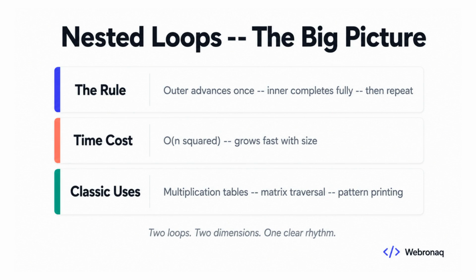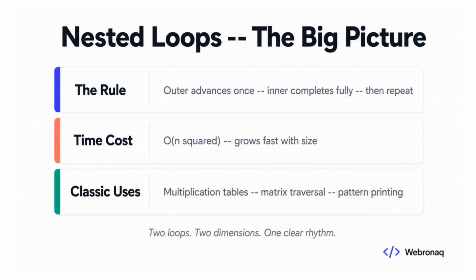Alright, let us bring it all together. The core rule of nested loops is this. The outer loop advances by 1 step, the inner loop runs completely, and that cycle repeats until the outer loop finishes. That rhythm is what printed our entire multiplication table, row by row. One thing to keep in mind, if both loops run n times, you get n squared total iterations, which we express as big O of n squared. That grows quickly, so nested loops are powerful, but use them deliberately.